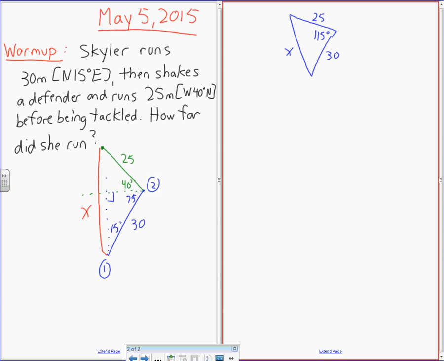There's only one angle, right? The thing is, you'd have to have something that's opposite. With 25, you'd only be opposite here. With 30, you'd only be opposite here. With 115, you only have x, which is unknown, so it's not going to work.